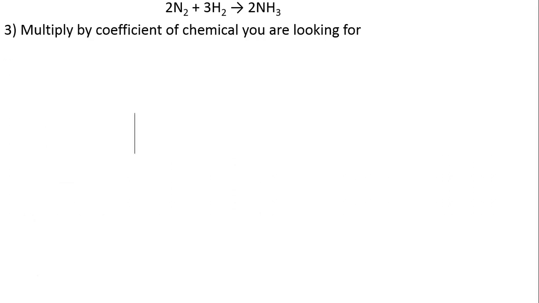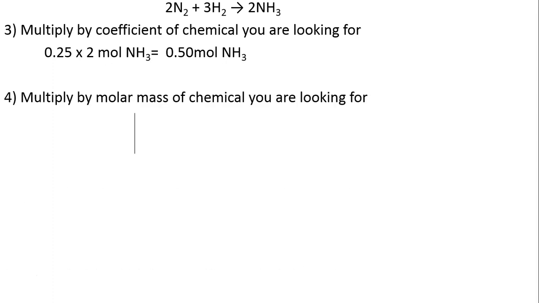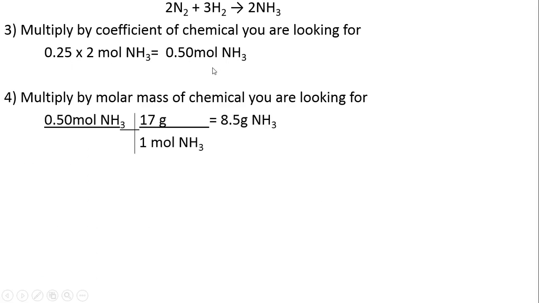So going on to step 3, we're going to multiply by the coefficient of the chemical we're looking for. What are we looking for in this question? We're looking for ammonia. If we're looking for something else, we multiply by the coefficient of it. So 0.25 times the 2 moles of ammonia gives us 0.5 moles of ammonia. Now if the question was asking for moles, we're done, but it's not. We're asking for grams, so one more step. We multiply by the molar mass of the chemical we're looking for, which in this case is 17 grams per mole. So 0.5 times 17 gives us 8.5 grams, and there's our answer. So based on the limiting reactant, it's the maximum amount of ammonia that can be produced.